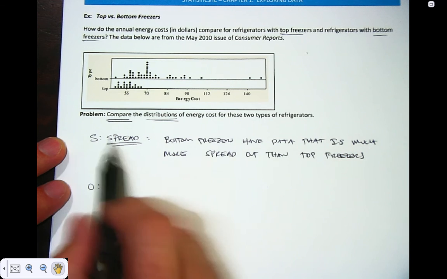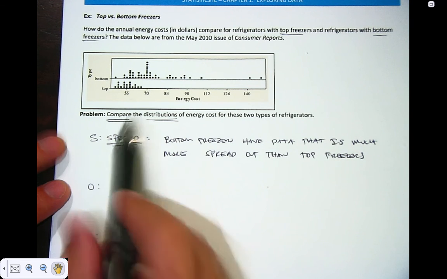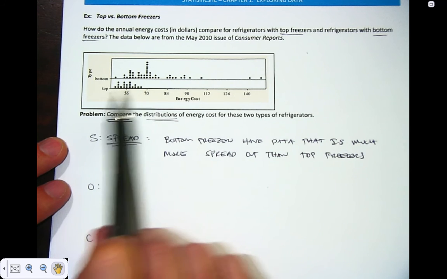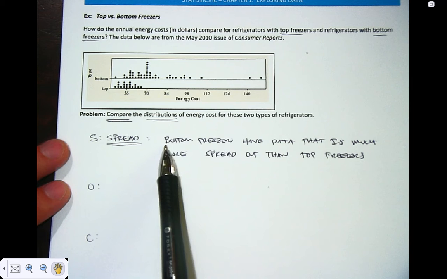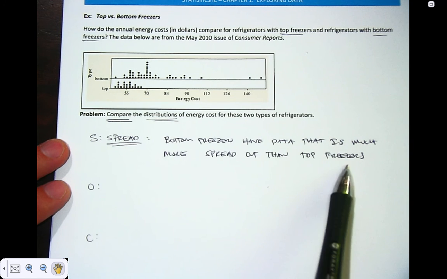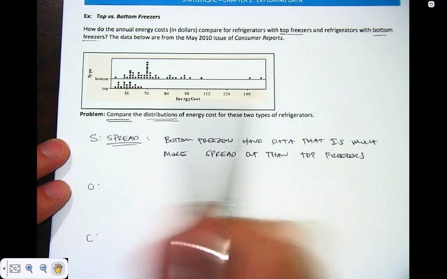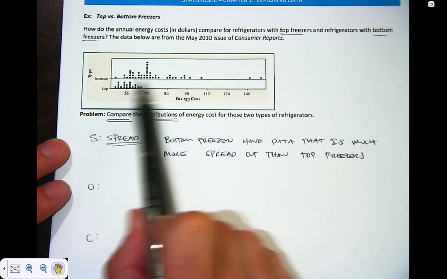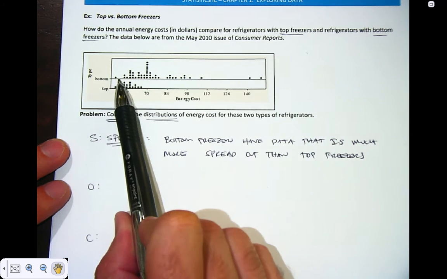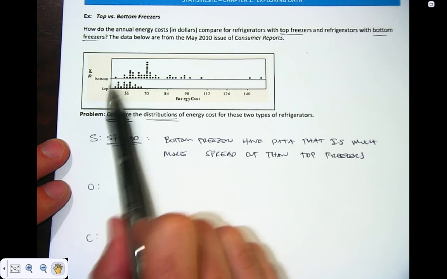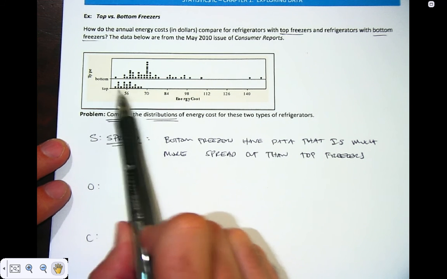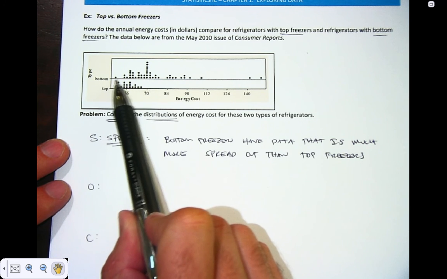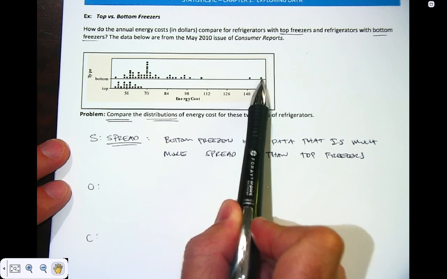So you must address the spread of the two data sets, and you're comparing them, right? Don't just say the spread of the bottom is this and the top is this. You want to compare them. Contextualizing that just means that the range of energy costs varies much more on bottom freezers than top. You can pretty much guess what your annual energy cost is going to be if you have a top freezer. If you get a bottom freezer, you have no idea what you could get. It could be super cheap or it could be super expensive.